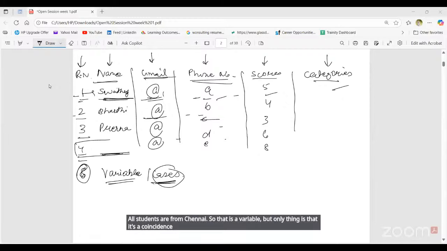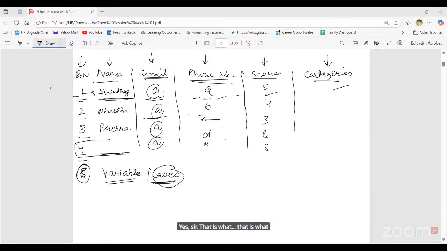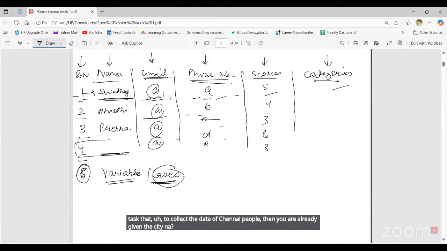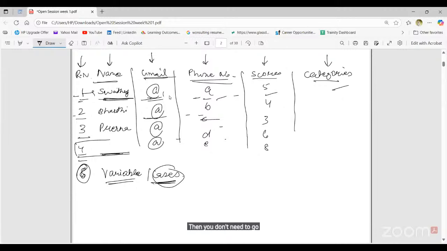So, it is a variable. At the end of the day, I think we should just move on to the next. That is what I am trying to say. If you are given a task to collect the data of Chennai people, then you are already given the city. Then you don't need to go for other cities. That's it. So this is the conclusion.